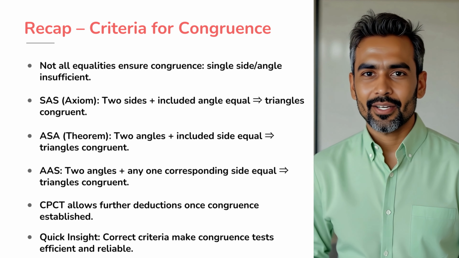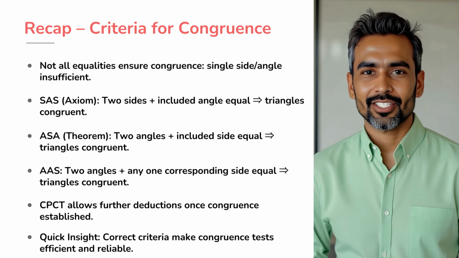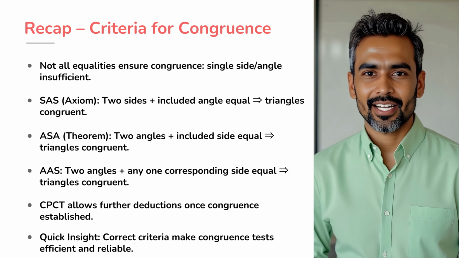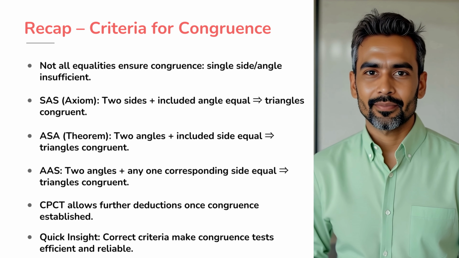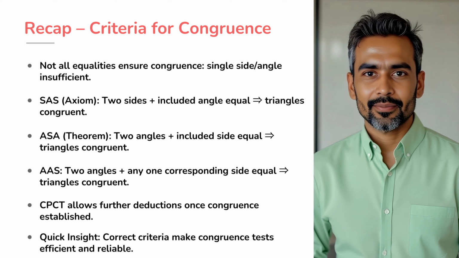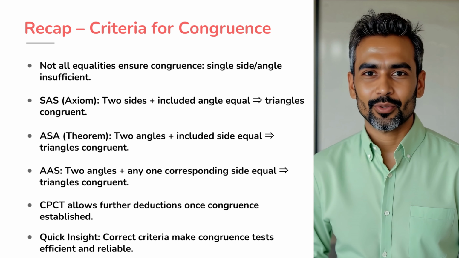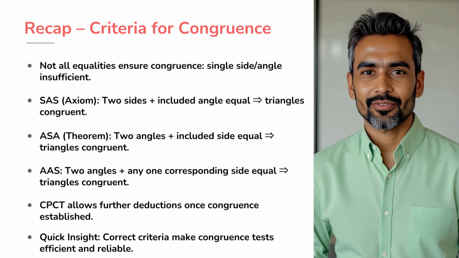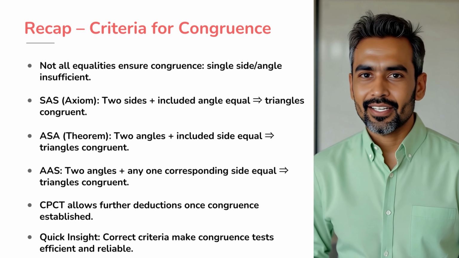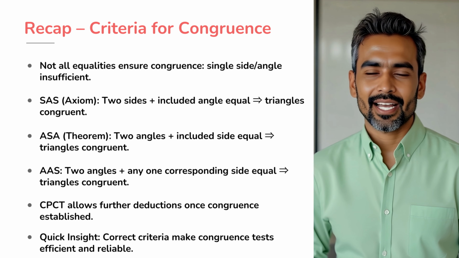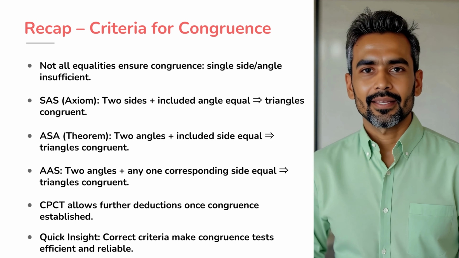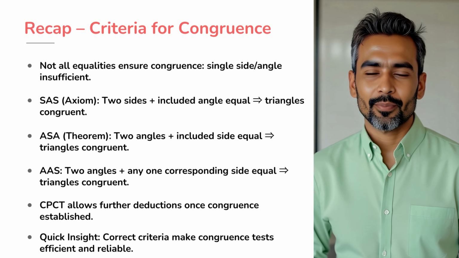Let's bring it all together. Not every equality ensures congruence. A single side or side plus angle is insufficient. But the reliable rules are SAS, two sides and included angle equal. ASA, two angles and included side equal. AAS, two angles and one corresponding side equal. Once triangles are congruent, we can use CPCT to deduce further equalities like sides, angles, or even parallel lines. And that's the beauty of triangle congruence. It gives us powerful tools for reasoning in geometry.